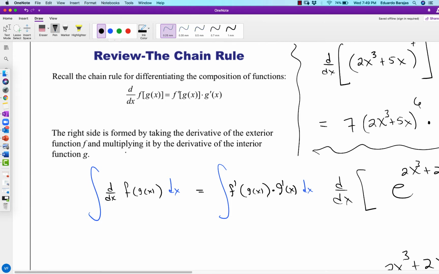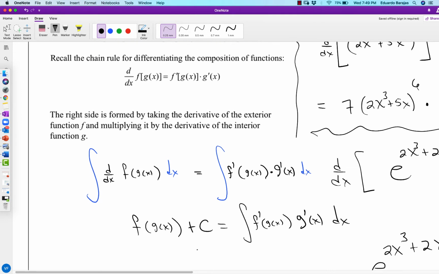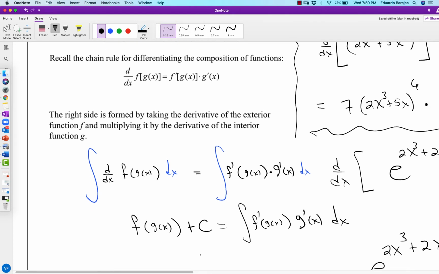So on the left-hand side, this is just going to be f of g of x equals the integral of g of x times g prime of x dx. Except remember, there's a whole family of functions that could satisfy this condition, so we have to consider adding a plus C. And that is the basis of what we're going to do in this section.